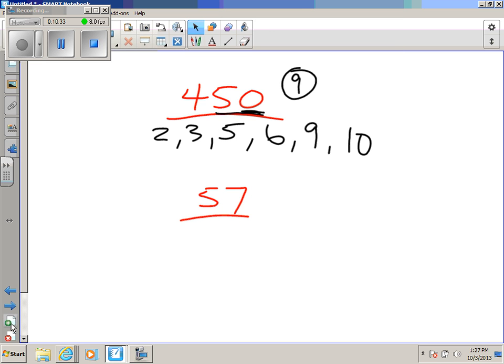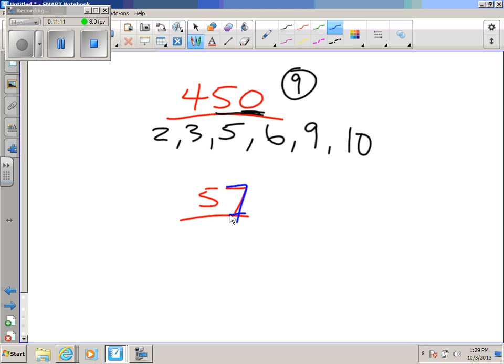Give it a shot. 57. Okay. Is it even, Maddie? So when you look at your rule for 2, and it says it ends in a 0, 2, 4, 6, or 8, does it end in a 0, 2, 4, 6, or 8? What is it? It's a 7. So don't say you don't know. It's right here.